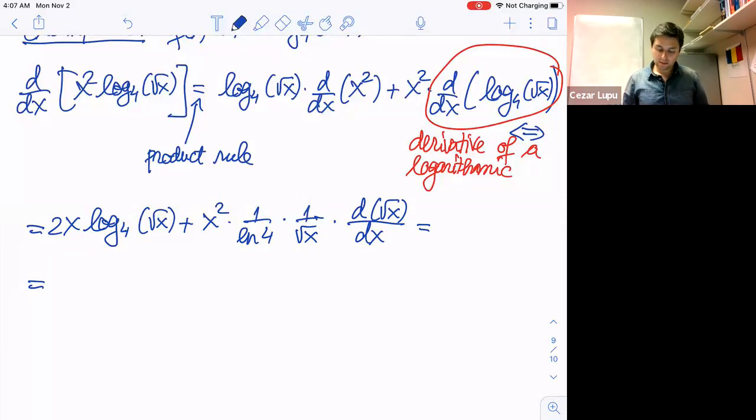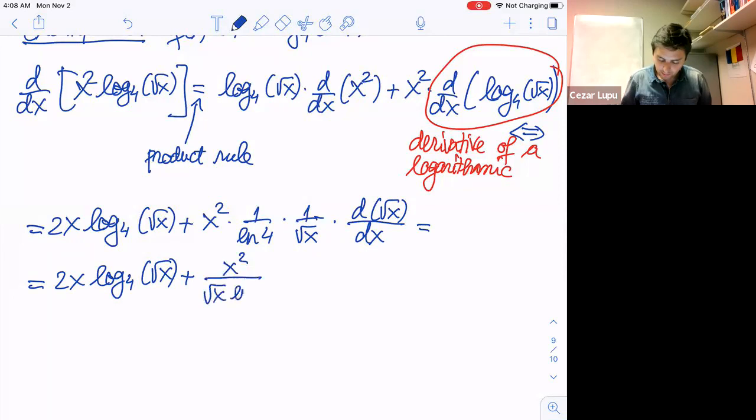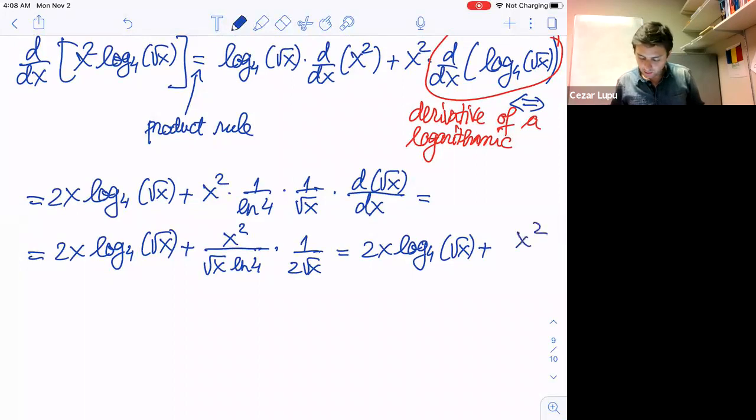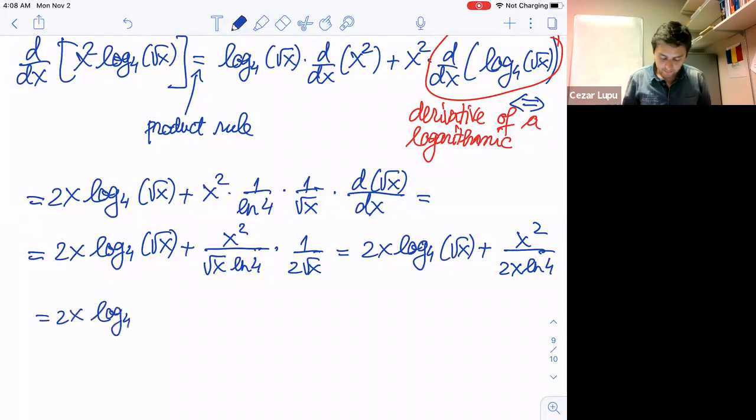let's be careful here with the computations. So this would be 2x log in base 4 of the square root of x plus x over square root of x times ln of 4 times the derivative of this guy, which will be 1 over 2 square root of x. And this will give us 2x log in base 4 of square root of x plus x squared over 2x ln of 4. But this guy will be 2x log in base 4 of x. So we have square root of x plus this guy will be x over 2 ln of 4. Anyway, you can get around with that log in base 4 of the radical, but anyway.